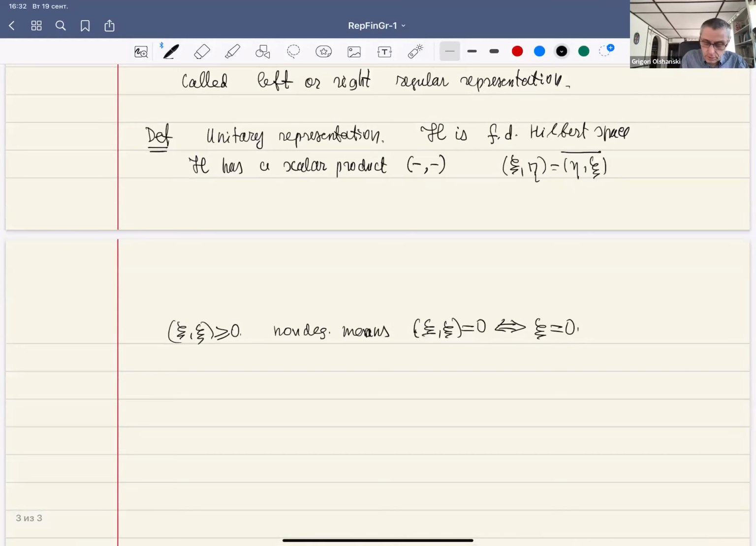So assuming this, we consider the group U of H, the group of unitary operators on our space, and then a unitary representation is a morphism of G into this unitary group. So this is the definition of a unitary representation. We simply replace the group of all invertible operators by its smaller subgroup of unitary operators.